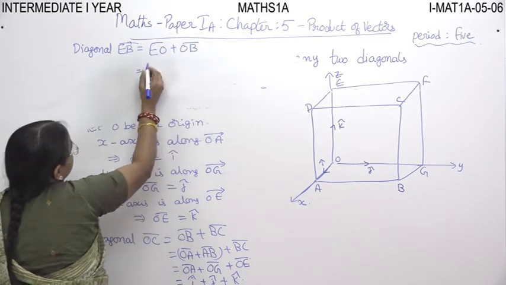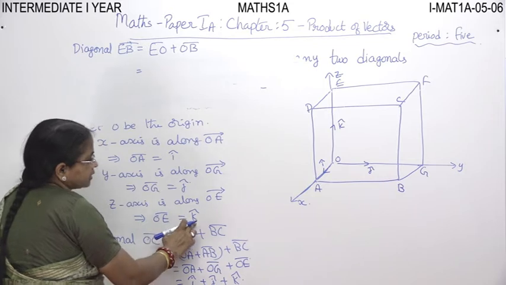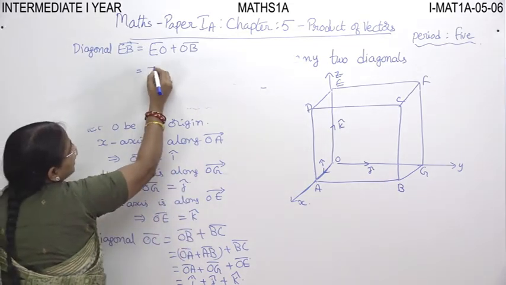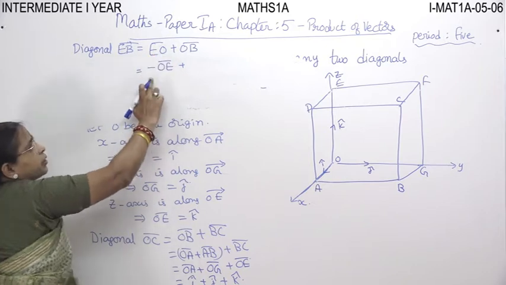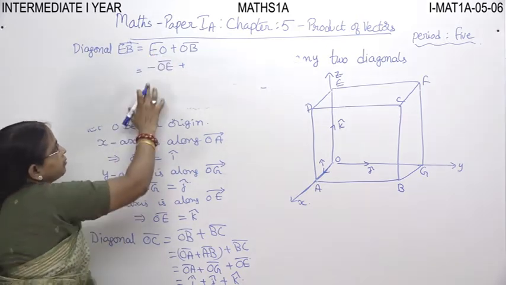But what is EO? We know OE is k. So EO is minus OE. When you interchange the initial and terminal points, you should change the sign. So you are writing minus OE.